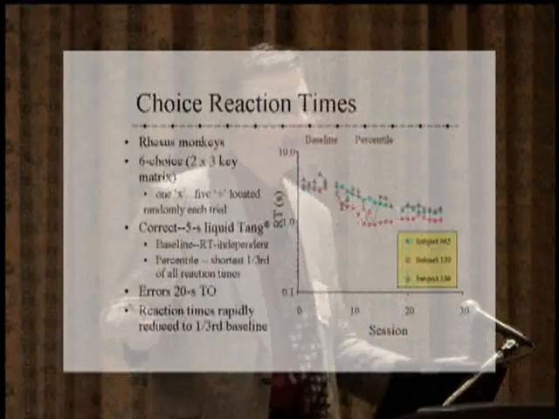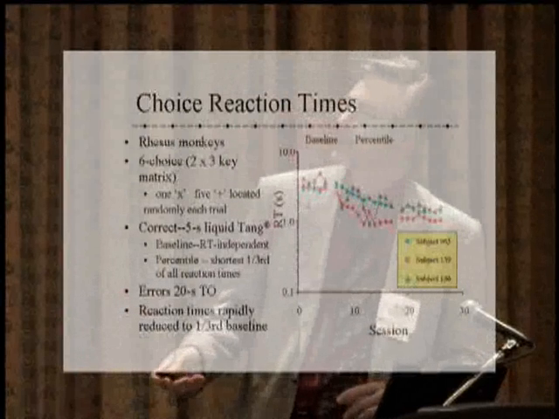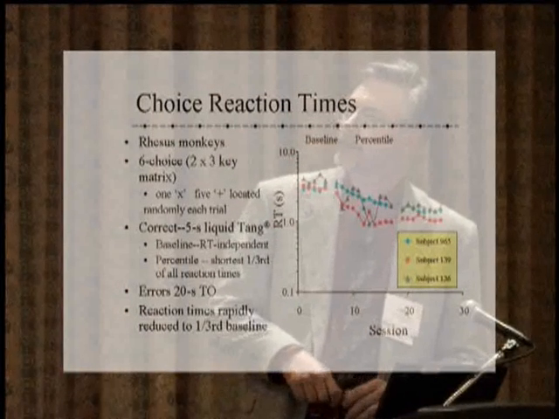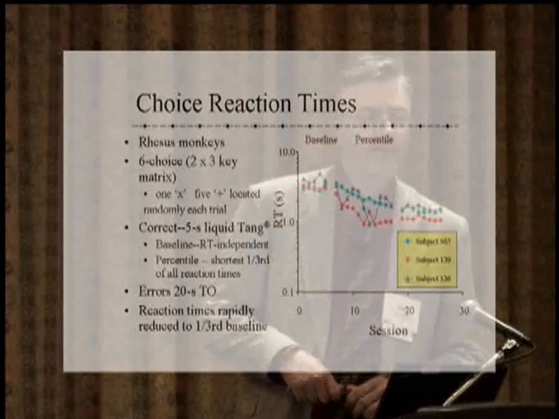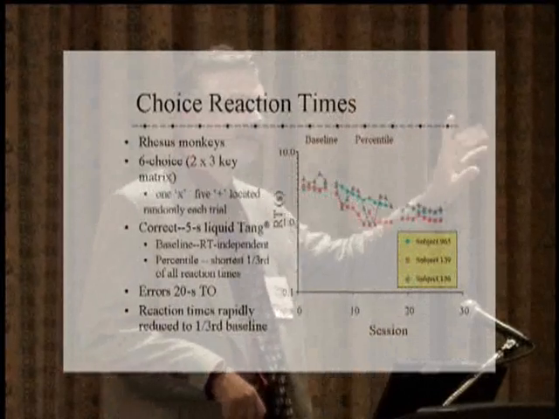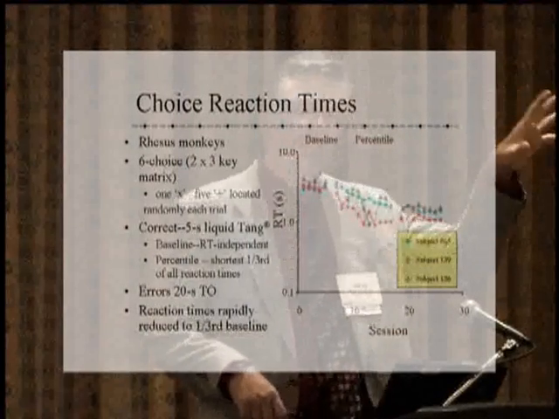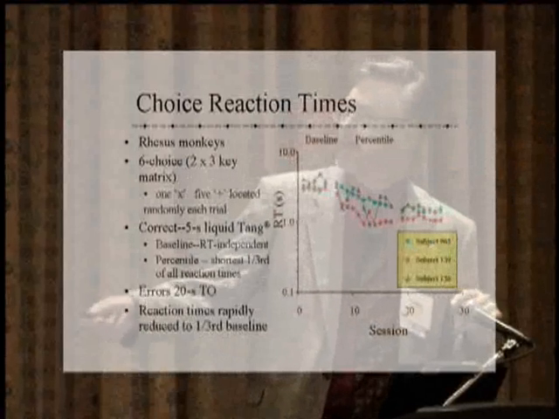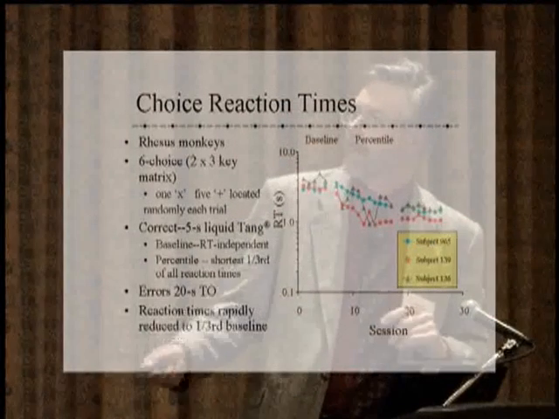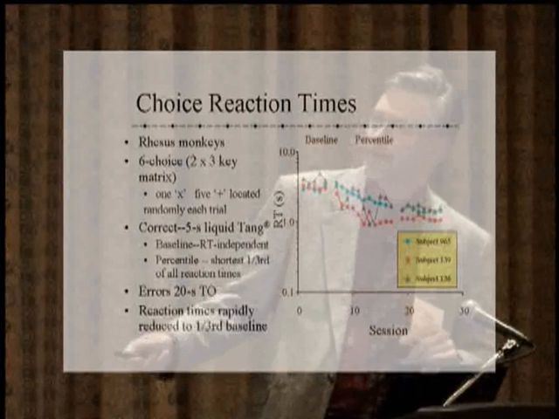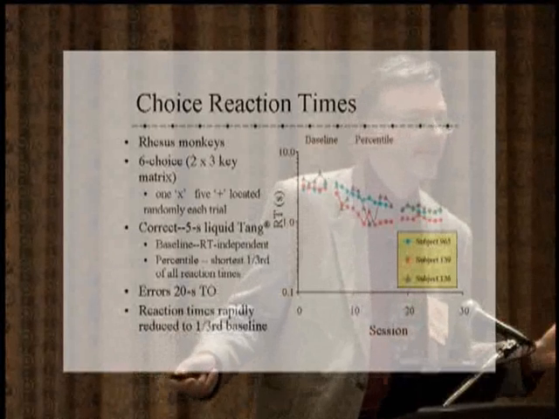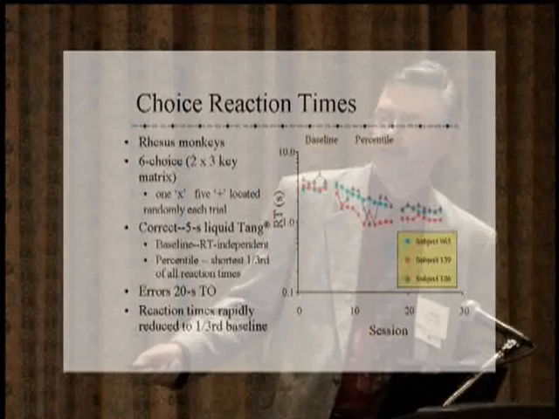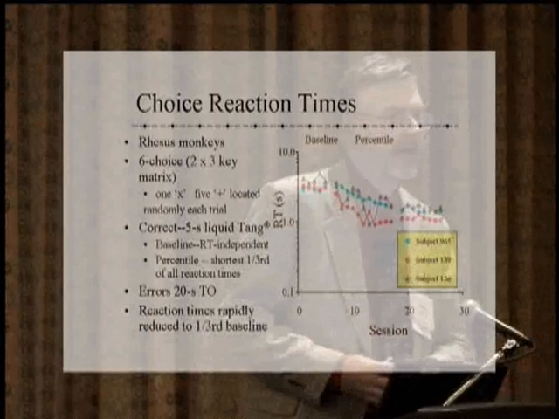Just to present some data that shows that these actually do work. These are some choice reaction times I collected back in '03 with some rhesus monkeys on a 6-choice procedure. They're basically looking for an X in a matrix of a bunch of crosses. If they pick the correct one, they get 5 seconds of tag. In the baseline, it was a random ratio of 3, probability of 0.33 of reinforcement. Under the percentile, the shortest third of all reaction times produces tag.